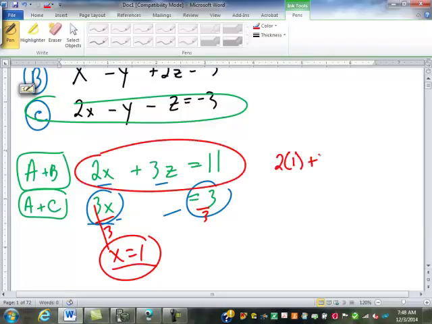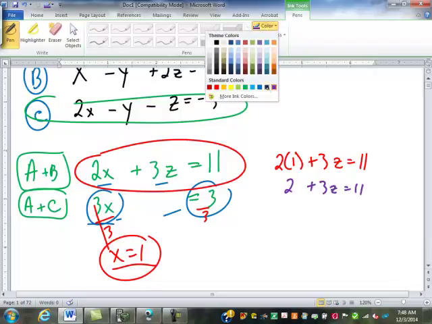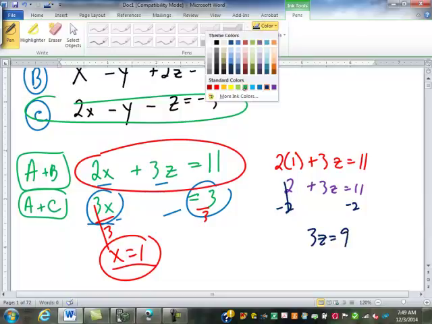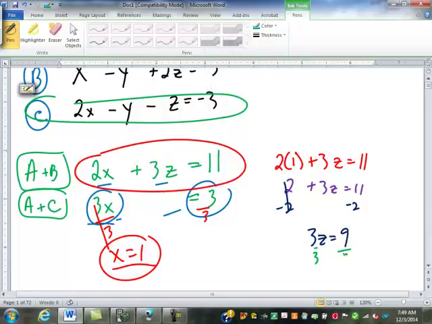Now we can go back up to here, put in 1 where the X is. 2 times 1 plus 3Z equals 11. 2 times 1 is 2 plus 3Z equals 11. Subtract 2. 3Z equals 9. And divide by 3. Z equals 3. So X is 1 and Z is 3.